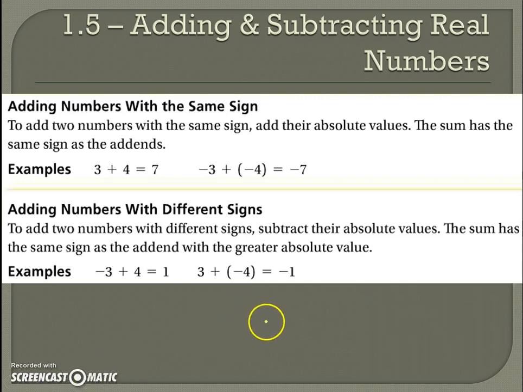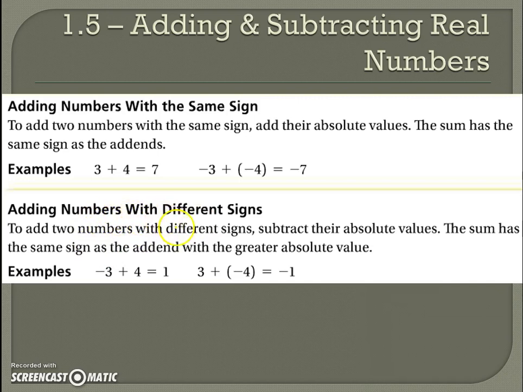All right, so here, adding and subtracting real numbers. You could copy this into your notebook, although I really expect you to know this and be an expert at this if you are in the algebra class. But if you have numbers that have the same sign, you add them like you always do, and then keep the sign of whatever those numbers are. So +3 plus +4 is +7. -3 plus -4 is -7.